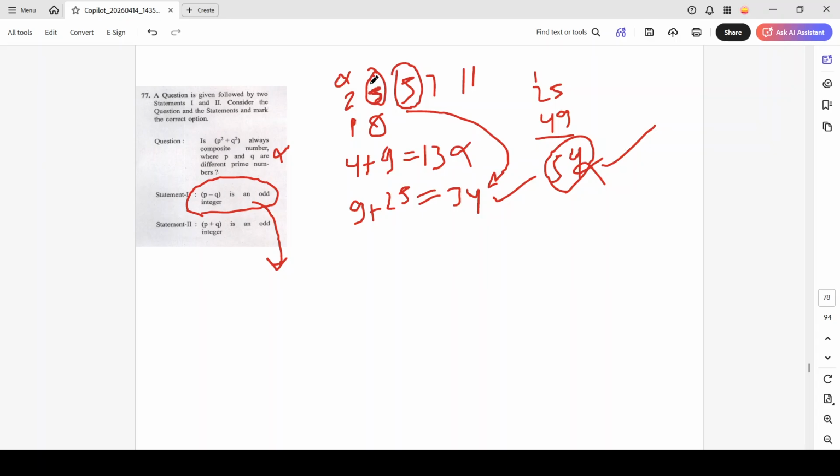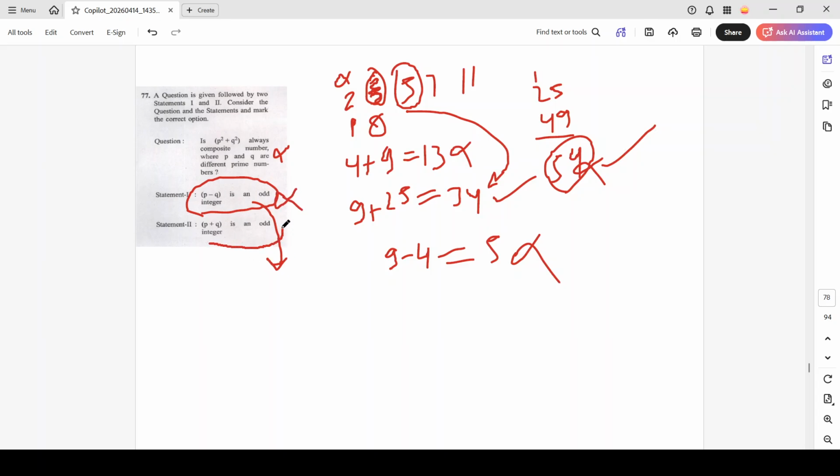But if I take 5, 3 and 2, suppose 3 3 is 9 and 2 to the 4, what is giving me 5? Is it a prime number? No, it is not a prime number. That means this statement alone is not giving me any answer.